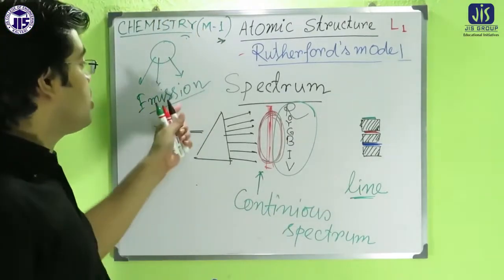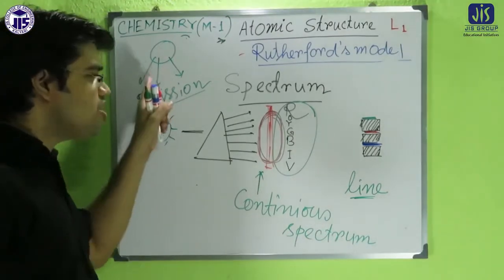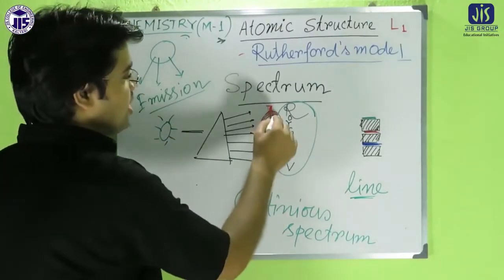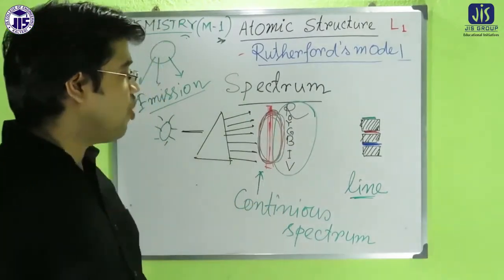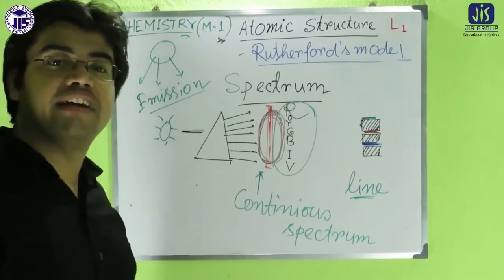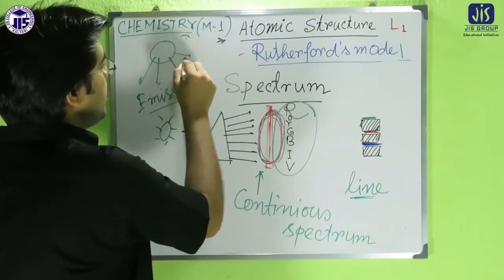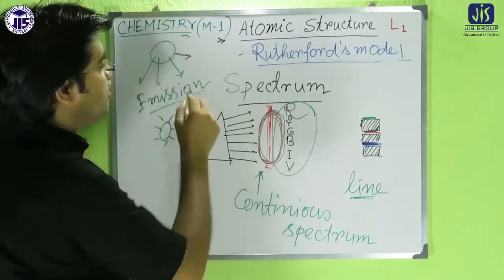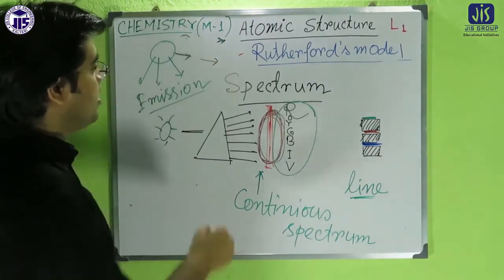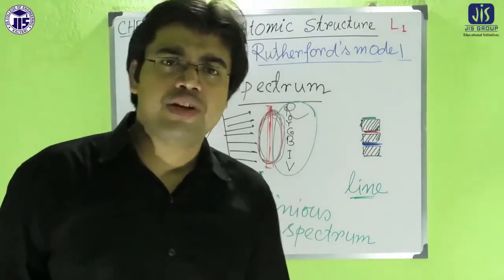Now in the case of emission, there may be two possibilities. The source may continuously emit light. If it continuously emits light, we will get such a band of colors, so that is called the continuous spectrum. But if the source does not emit light continuously, that means it emits light at one moment, then there will be a gap, then again it emits light, then again there will be a gap.